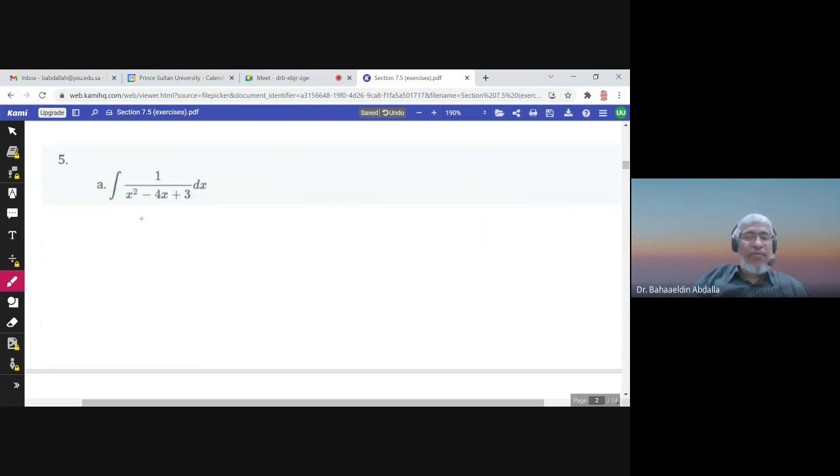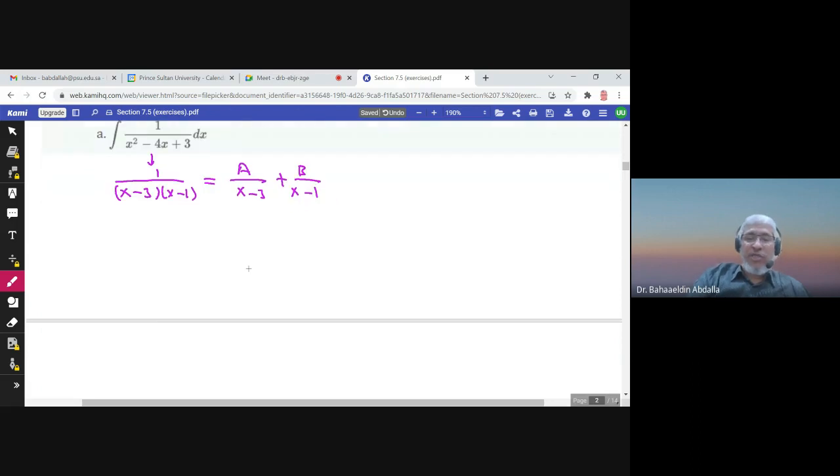Here I have a rational function. So if I factor the denominator, x minus 3 times x minus 1, I can write it as a over x minus 3 plus b over x minus 1, and I can continue as in section 7.4.